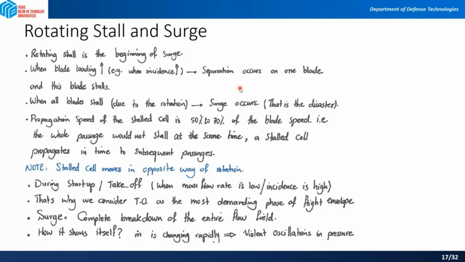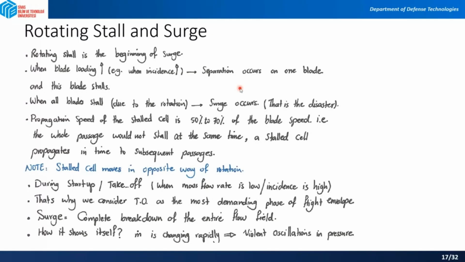The propagation speed of the stalled cell is about 50 to 70% of the blade speed. So, in other words, the whole passage would not stall at the same time. A stalled cell propagates in time to subsequent passages. You have to note that the stalled cell moves in the opposite way of rotation. So, if it is rotating clockwise, the stalled cell moves counterclockwise and then moves down to the subsequent passages.